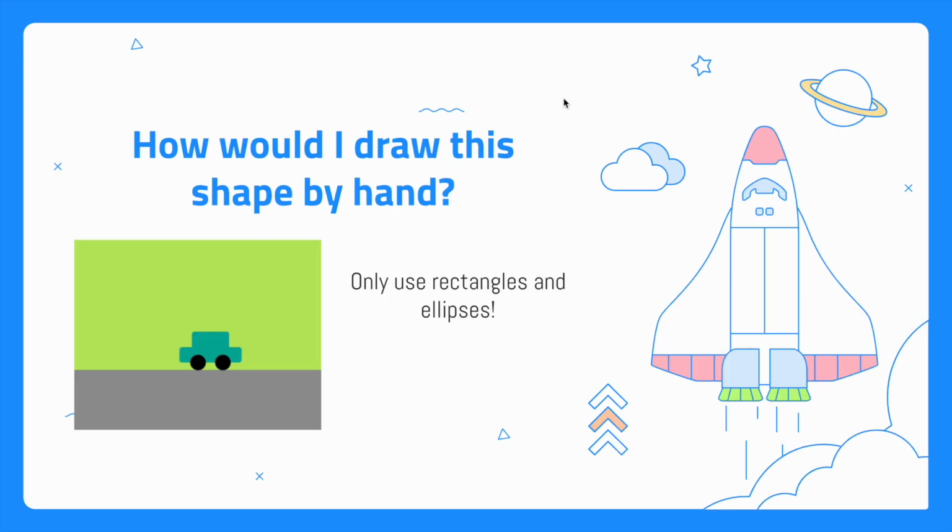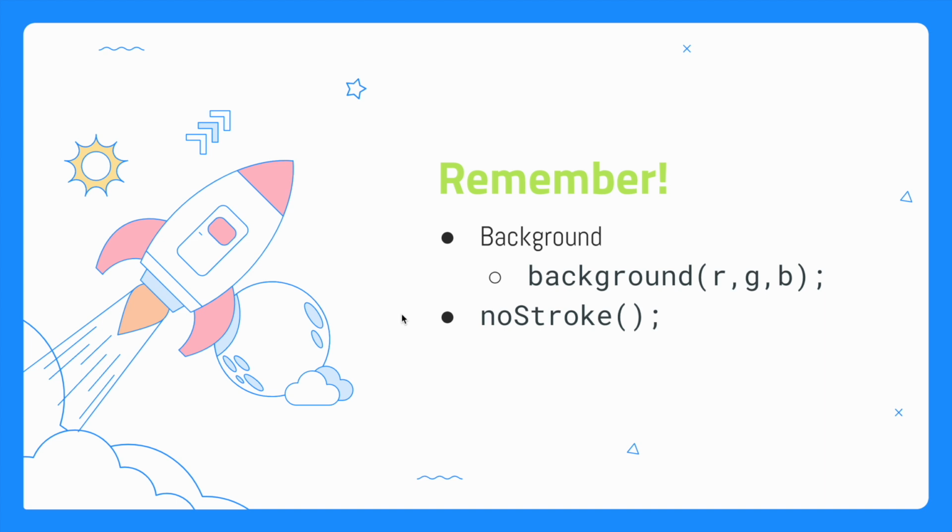Now, I want you to go ahead and think about how you would draw this using only rectangles and ellipses. So pause this video, think about it, and resume it when you are done thinking about it. You can draw this shape by using rectangles for the car base and for the road, and then also using ellipses for the two wheels.